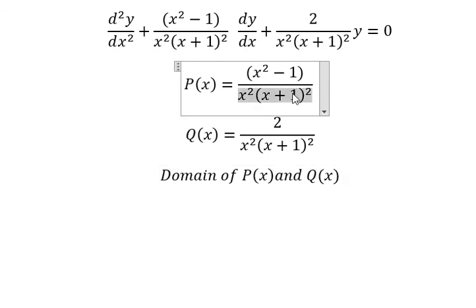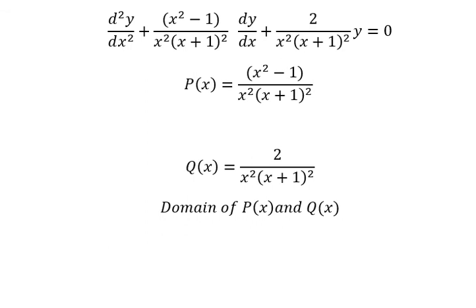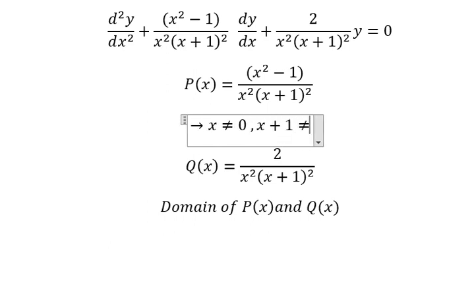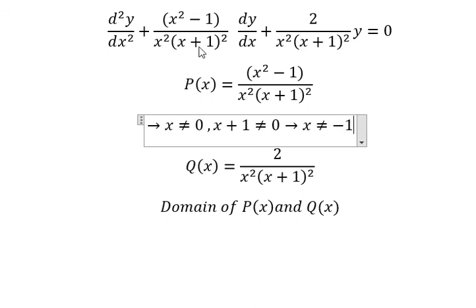About this one, we cannot put s squared and (s plus 1) equal to number 0. So that means s cannot equal number 0 and s plus 1 cannot equal number 0. So s cannot equal negative number 1. Similar for the second one.